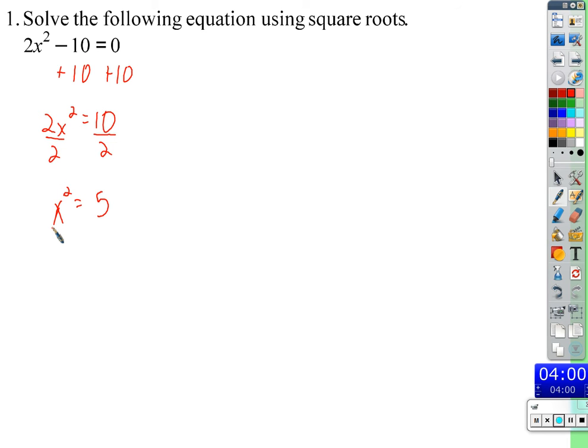Now for the new idea, what is the thing we do next? Danielle? Take the square root of both sides. About how much is the square root of 5? If you just leave it as the square root of 5, that's fine. But let's get a decimal just so we have a scope of how big this is. 2.24.